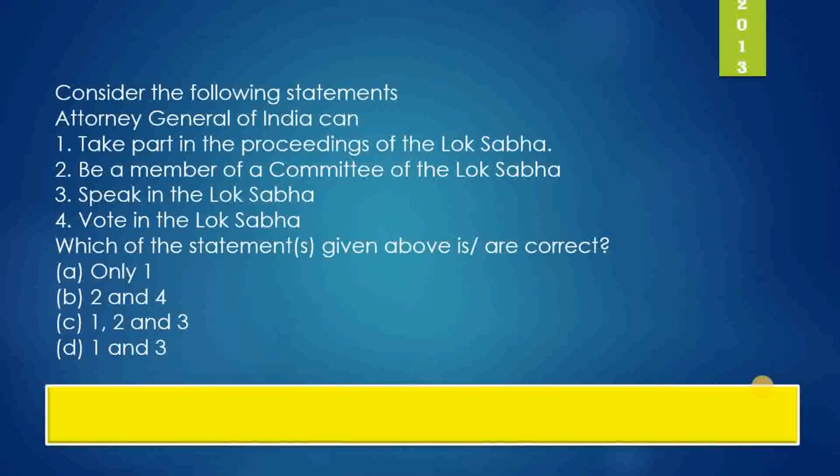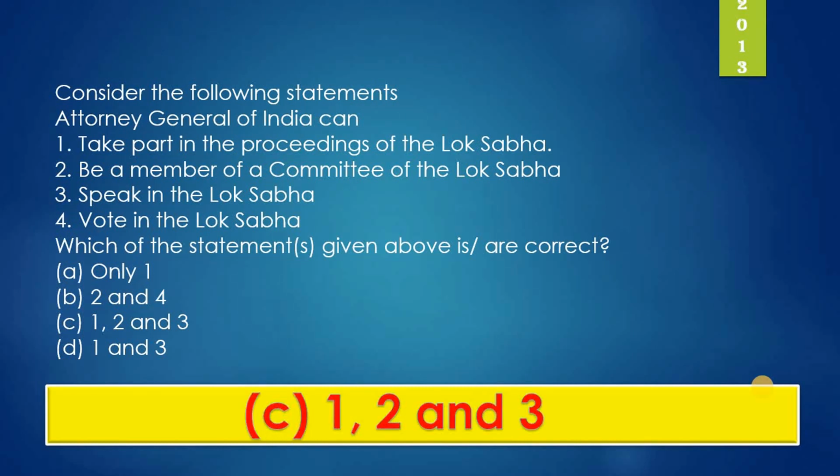Next question. Consider the following statements. The Attorney General of India can take part in the proceedings of the Lok Sabha, be a member of a committee of the Lok Sabha, speak in the Lok Sabha, or vote in the Lok Sabha. So which of these statements given above are correct? Only 1, 2 and 4, 1, 2 and 3, or 1 and 3 only. So the answer is option number C, that is 1, 2 and 3. And the last statement, that is the voting process, cannot be done by the Attorney General. So the rest of the 3 statements are correct.